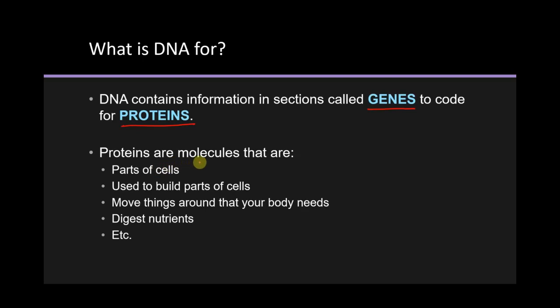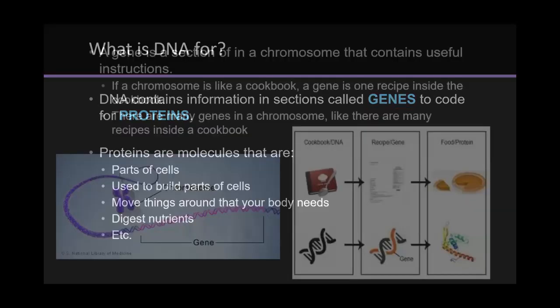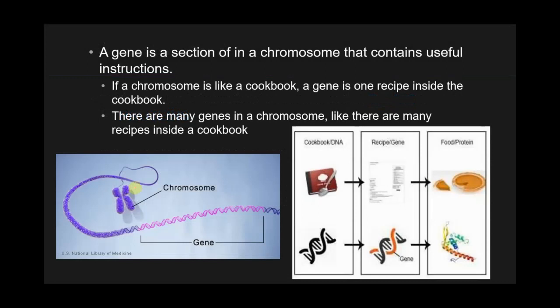So proteins are these molecules. They are part of the cells. They're used to build parts of the cells. They also move things around that your body needs, so they transfer nutrients from one part of the cell to another, and they also digest nutrients. So they have a number of different functions, and these are just a few examples here. So if you were to look at one piece of DNA, remember this is one long strand of DNA which makes up a chromosome, and a gene is just one section of that.